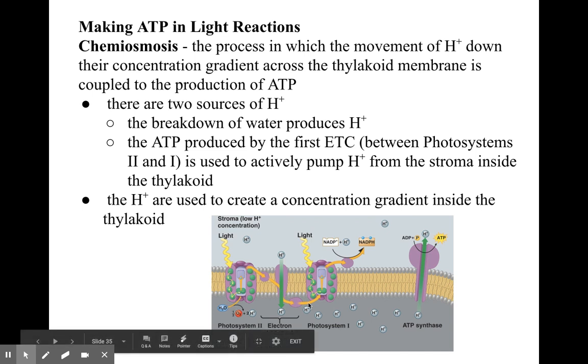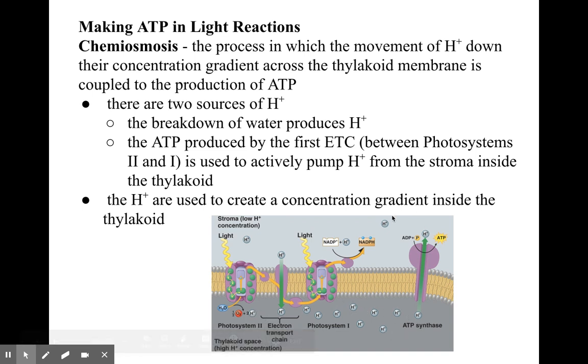Here's our electron transport chain, and the energy that is given off by these electrons as they go down allows for this middle protein to pump hydrogen ions or protons into the thylakoid space. Okay, so it's pushing them in. The water is being split and also making hydrogen ions. And so what ends up happening is now we have what we call a concentration gradient, which just means that there are more hydrogen ions on this side than that side.